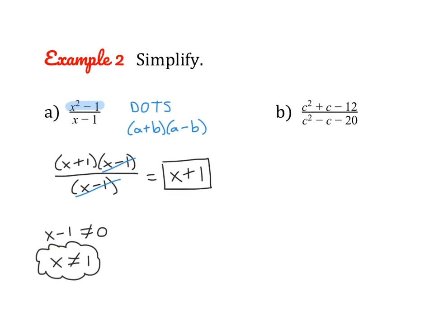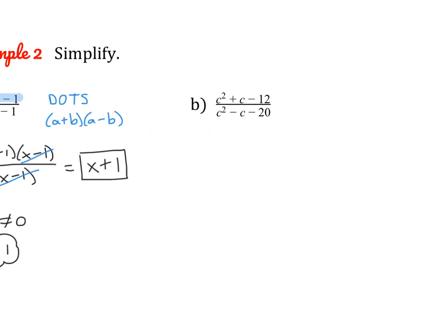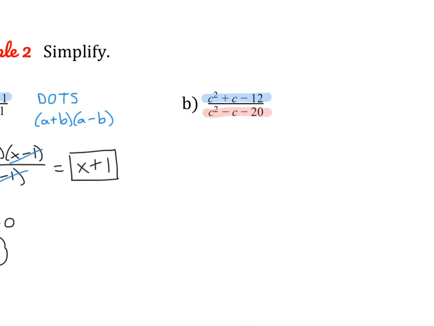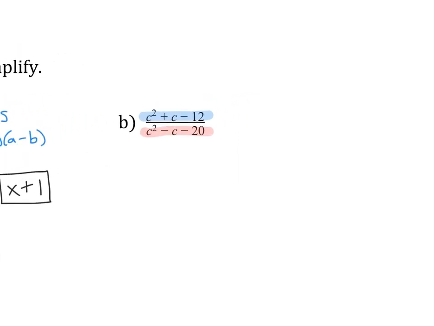All right, let's look at this last example. So both the numerator and the denominator here can be factored using magic x. These are trinomials, and the a value is 1. So we're going to do magic x for the top first. So what multiplies to make negative 12 and adds to make positive 1, we can use 4 and negative 3. So here my factors are x plus 4 times x minus 3.